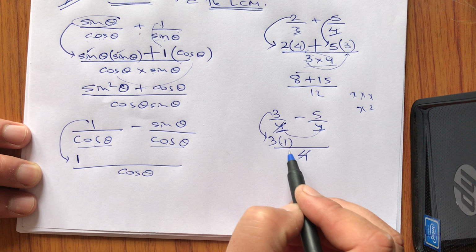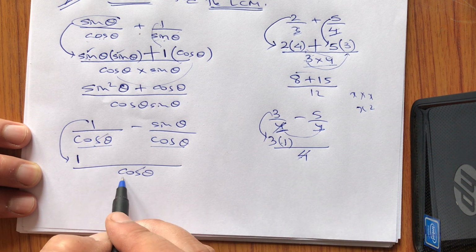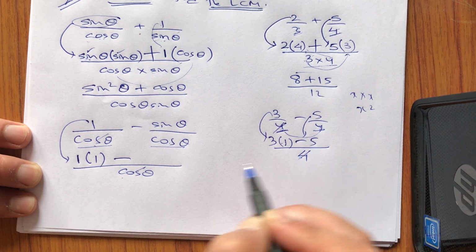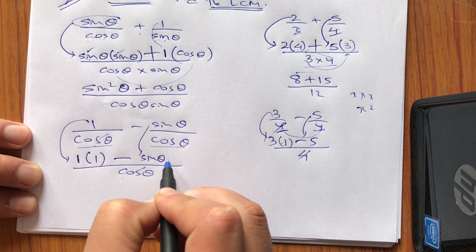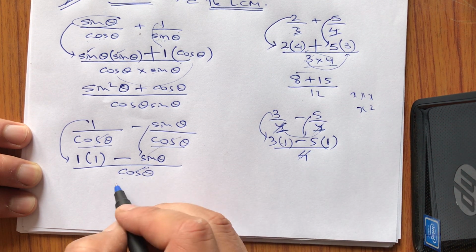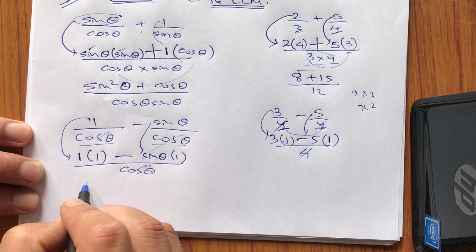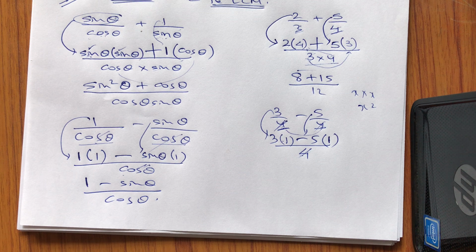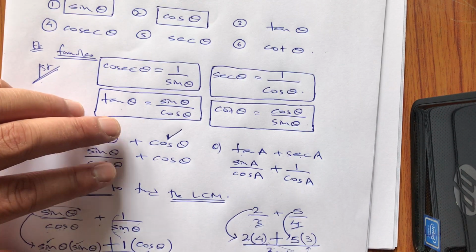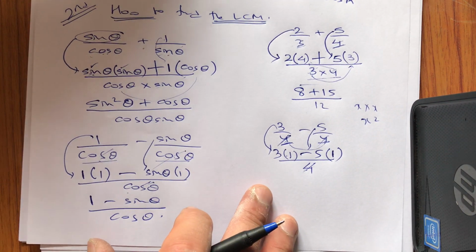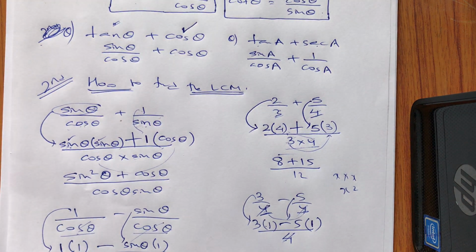So if everything gets cancelled, nothing is left, we write a 1. So cos theta also gets cancelled. So there's nothing, we write a 1. Minus, we copy this 5 as it is. And then we copy the sine theta also as it is. And then 4 and 4 get cancelled, nothing left over, we put a 1. Over here also cos theta gets cancelled, nothing left over, we put a 1. So we get 1 minus sine theta over cos theta. So that's the way to find the LCM. If you are able to do these two things, I think in the initial stage where you have to solve questions in trigonometry, you should be able to solve it.